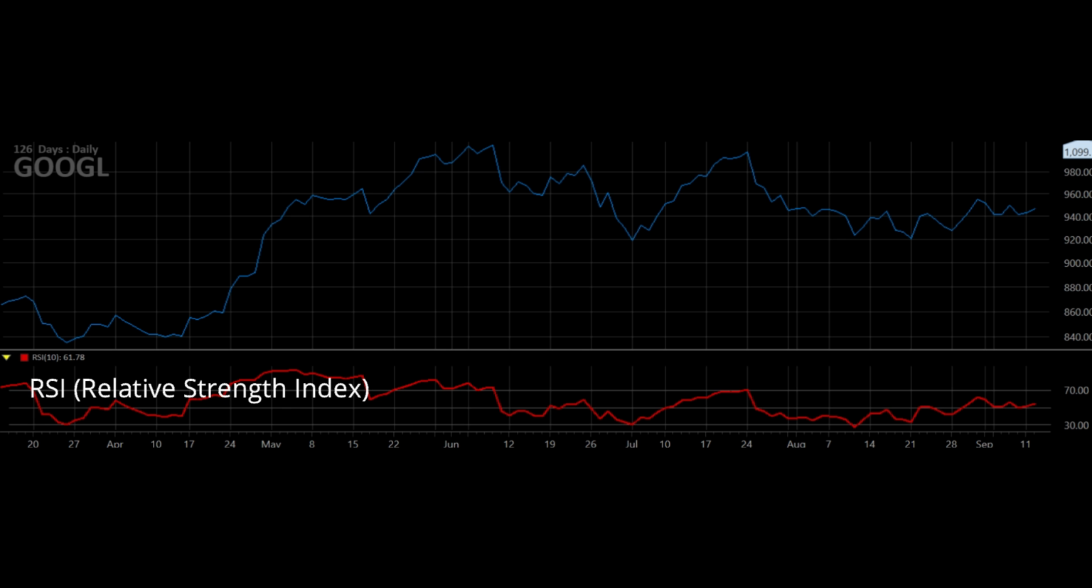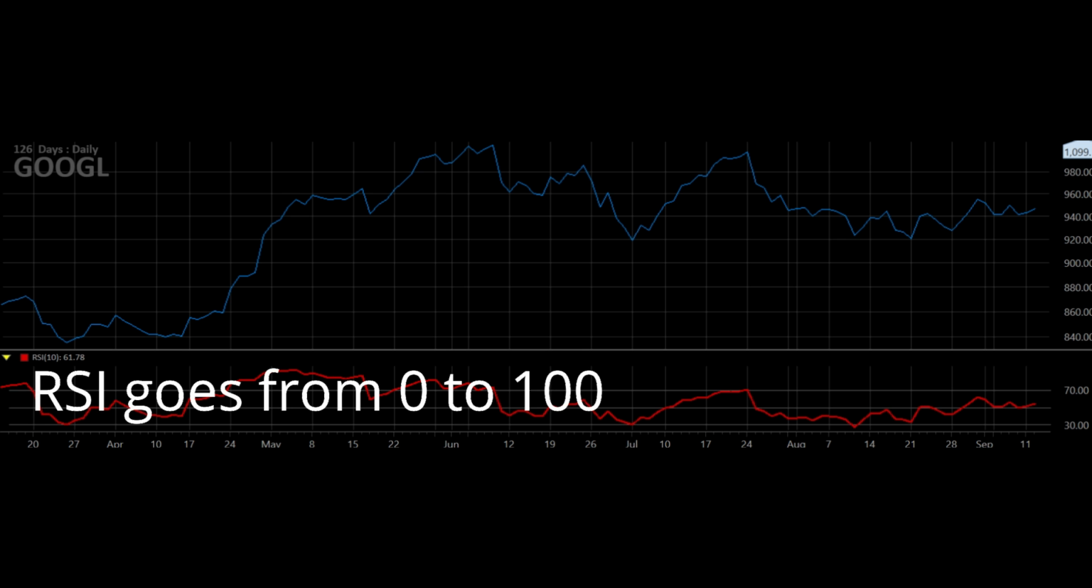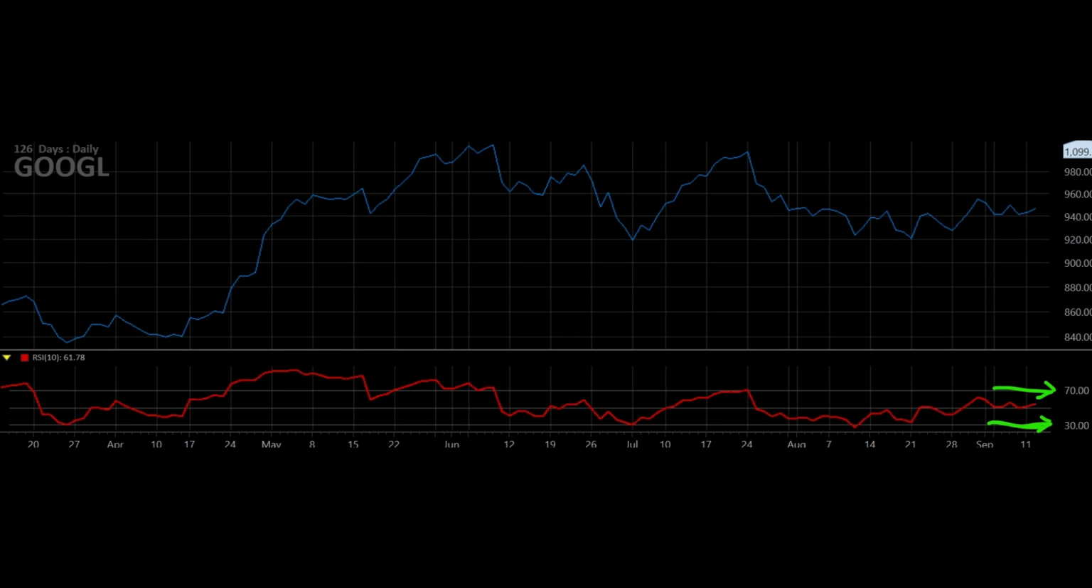So here's how the RSI works. The indicator goes from 0 to 100. Traditionally, the RSI fluctuates between 30 and 70. So the first way of using the RSI is by interpreting the oversold/overbought signal.